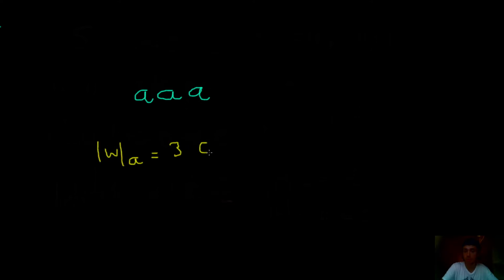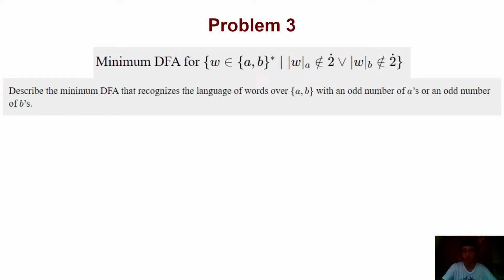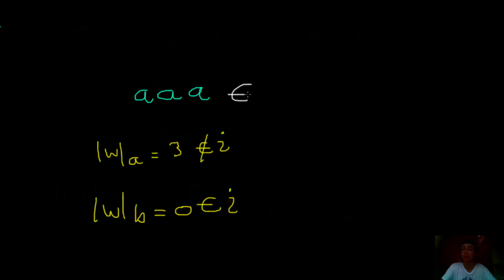Now, consider this word, for instance, A, A, A. This is also a valid word because I have an odd number of A's, as we see. This is an odd number. And in terms of B, keep in mind that we have an even number of B's because the number of occurrences of B in here is 0, since we have no B's at all. But it doesn't matter because this condition is satisfied, and it's enough that one of the two conditions is satisfied to verify that this word is a valid word for the language.